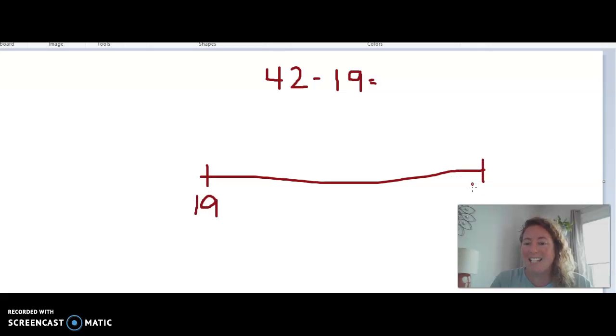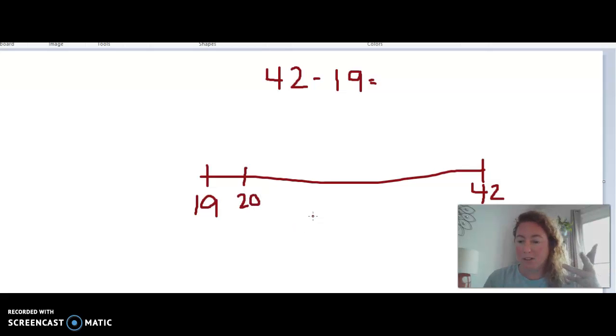We're going to end at 42. And the difference, or the answer, is how many numbers are in between. So the first thing we want to do is stop at a friendly number, and our friendly numbers end in 0. They're easy to add to get to. So if I'm at 19, the closest friendly number is 20.